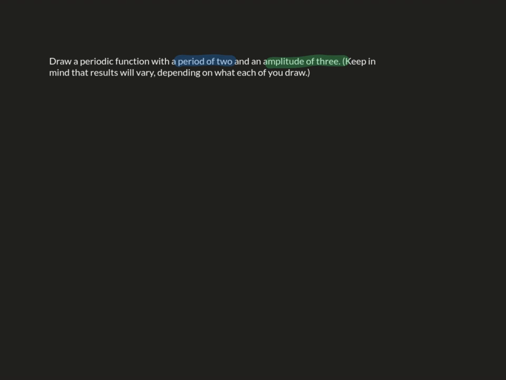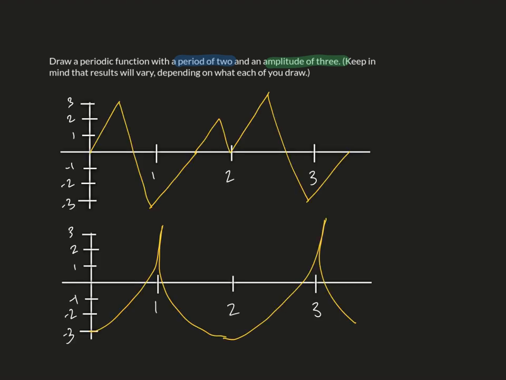As I said, keep in mind what I draw might be different than what you draw. I'm going to try to draw a few just to kind of give you guys an idea of what I'm looking for and what I'm expecting with this kind of a question. Okay, so these are the two that I came up with. It is a bit tricky to think of exactly how to do it.